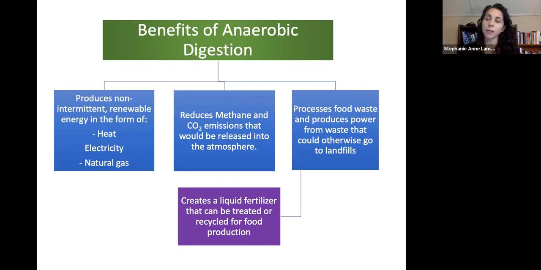of carbon cycling. But when it is in the form of methane, that's a much more powerful greenhouse gas. So we want to turn it back into CO2 through utilization. Again, we can process food waste and produce power from food waste, organic material that would otherwise go to landfills. And if we keep that food waste from going to the landfill, then we can create a liquid fertilizer and solid-based fertilizer that can be treated and used for food production.